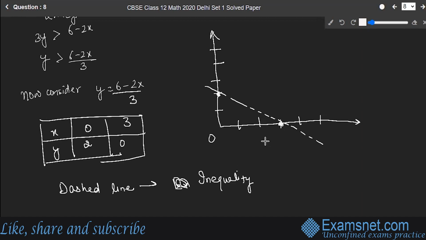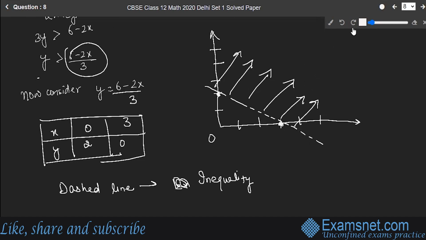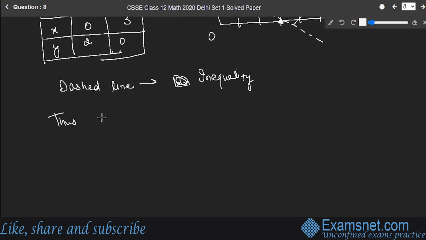Now, because y is greater than this value, therefore I will shade the upper part. So that means y will contain all of this region. I hope you're clear with this. Now I have shaded the part because this arrow part is representing y is greater than 6 minus 2x upon 3. So thus this graph is of 2x plus 3y greater than 6.